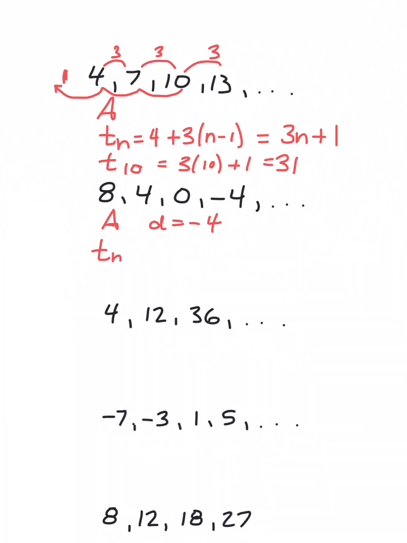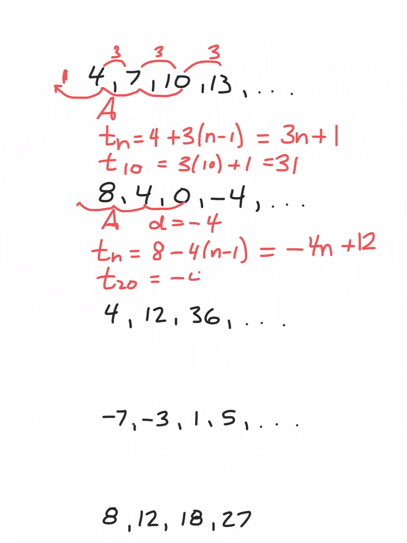Our formula would be either 8 minus 4 times n minus 1, which again, distributing or using that shortcut, the difference is negative 4, so negative 4n, and then that 0 term would be 12. I'm going to ask you to find the 20th term. Putting 20 in for n, negative 4 times 20 plus 12, and negative 80 plus 12 would be negative 68.